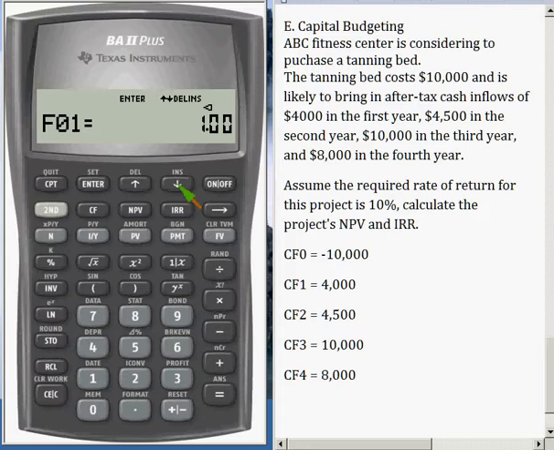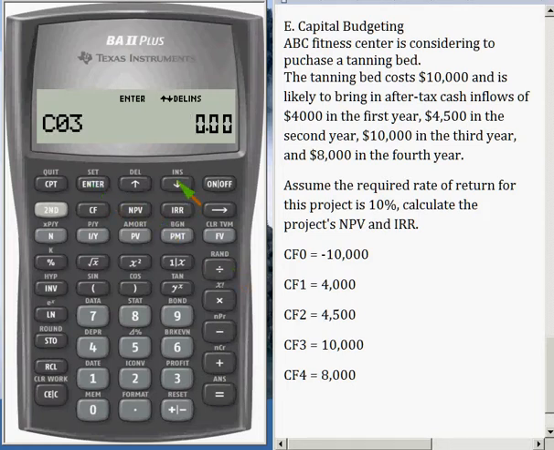And the second cash flow is $4,500. Push enter, then push the down arrow. This one occurred once, so keep the value 1, push down arrow. C03, that is for the cash flow in the third year, that is 10,000. Then push enter, push the down arrow. Confirm. This cash flow only occurred once, so push enter, push the down arrow.